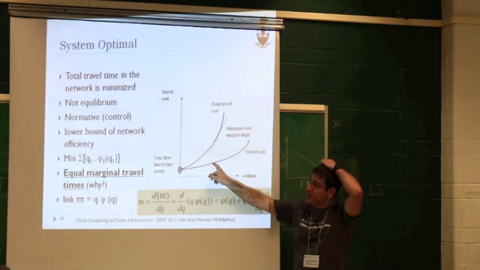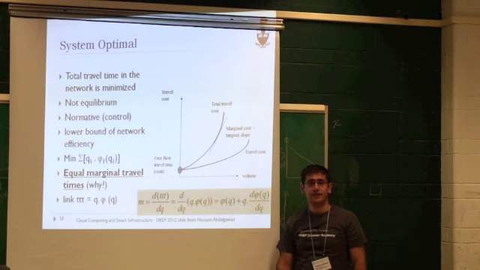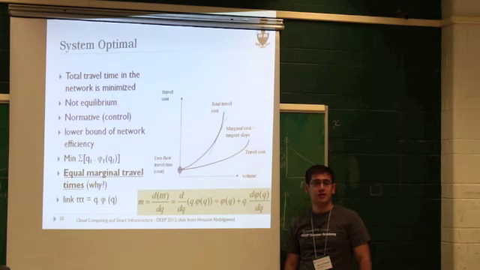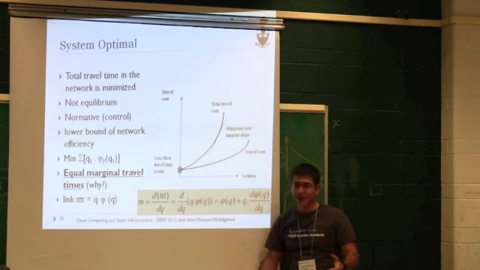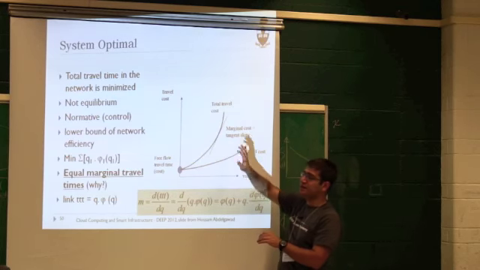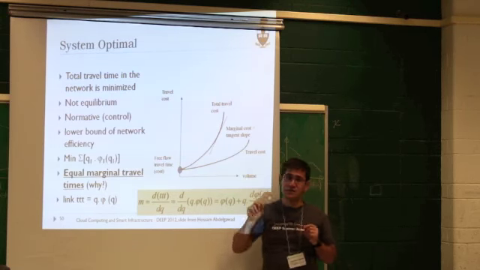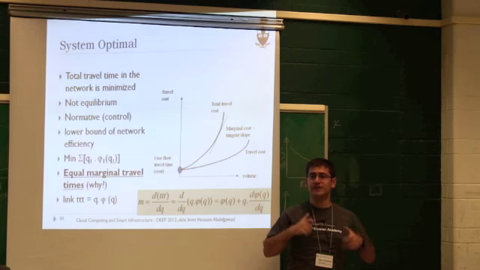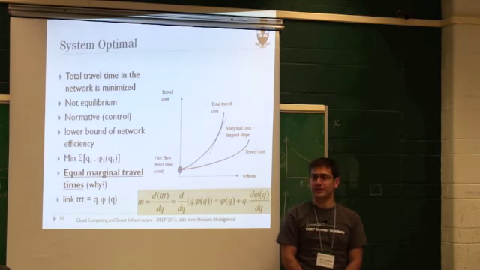It's not the best because, why? I take the slopes there. If the slopes are different, then what can I do? Again, let's go back to what the slope measures. The slope of each of these curves tells me, if I add one additional vehicle on that road, how much time is it going to take?